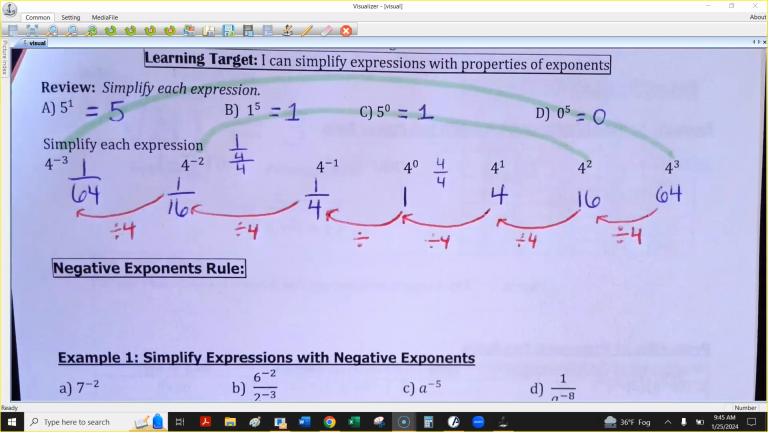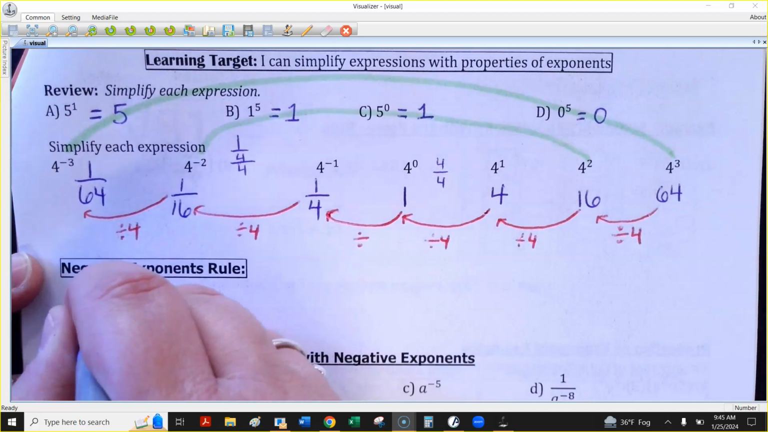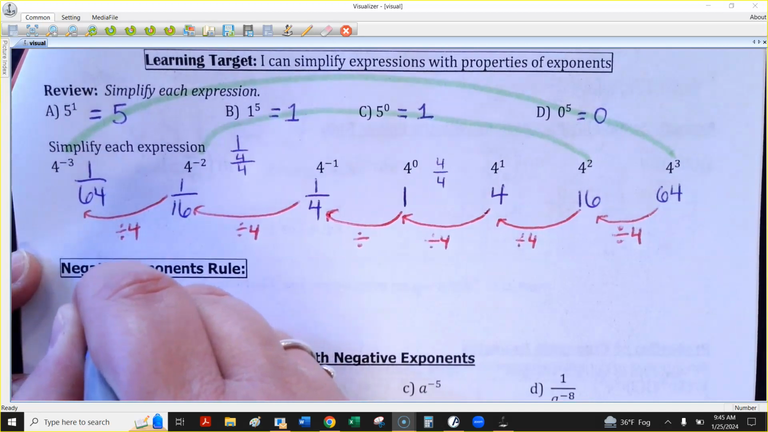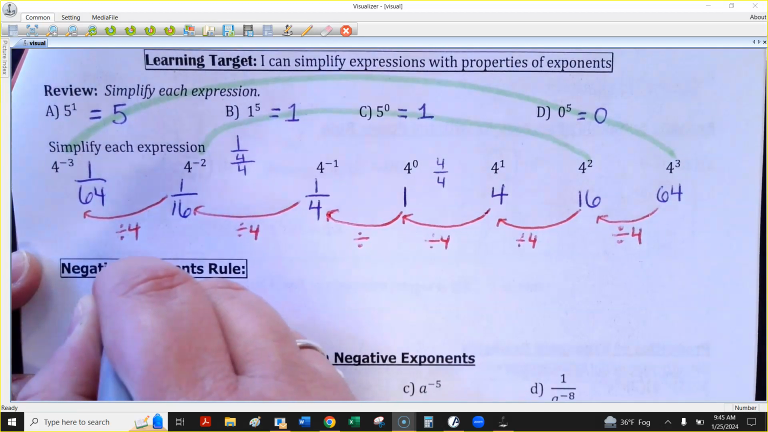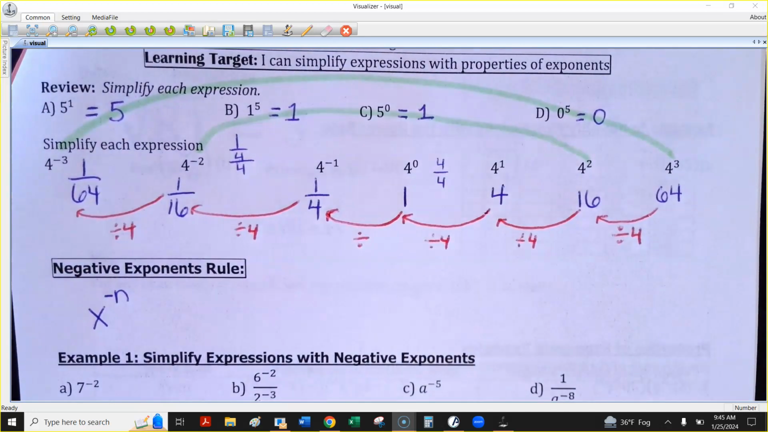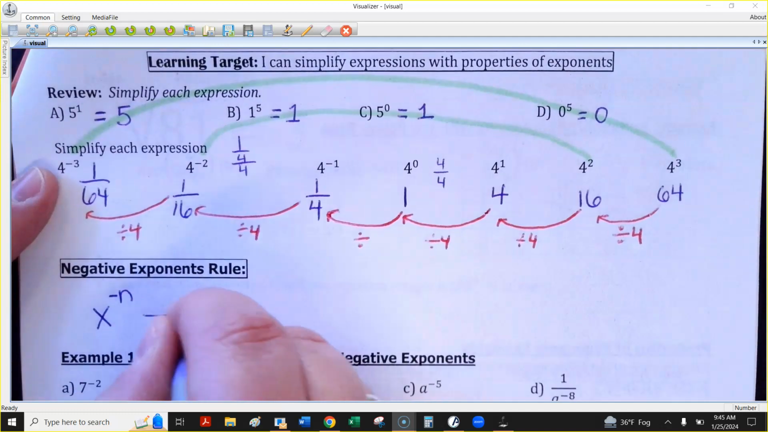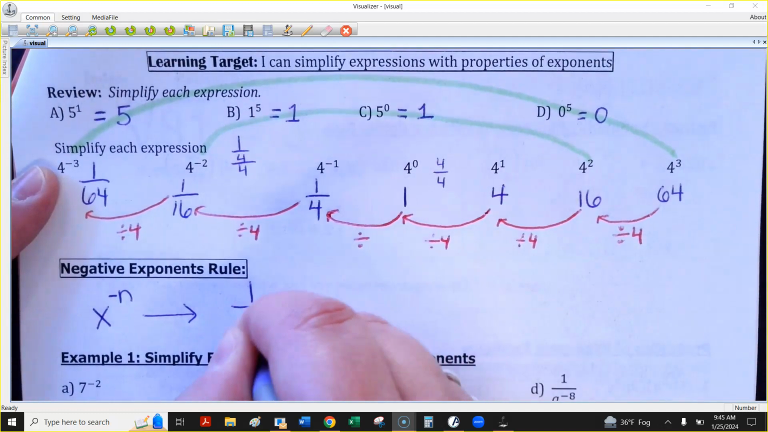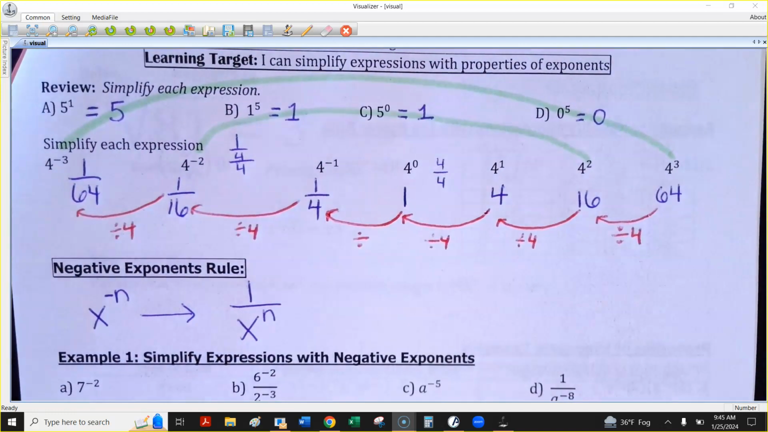So that's going to go with our negative exponent rule, which I'm going to write underneath here. Okay, negative exponent rule. I'm going to use a variable to write this out. If you have x to the negative n power, you can rewrite that as 1 over x to the positive n power.